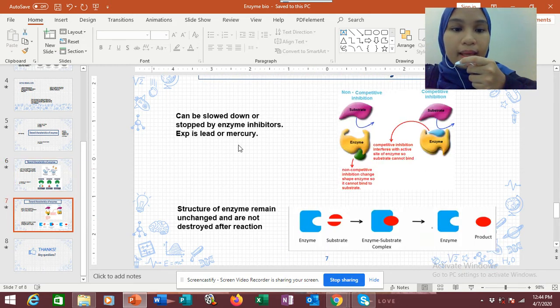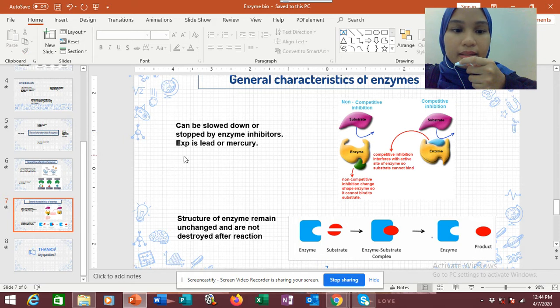And the other characteristic is that it can be slowed down or stopped by enzyme inhibitor. For example, the first type of inhibitor binds at another part of the enzyme, so the active site that actually fits with the substrate will change its shape. So substrate cannot bind to it. And the next is the inhibitor binds at the active site, so it competes with the substrate. So when it binds, substrate cannot bind to it.